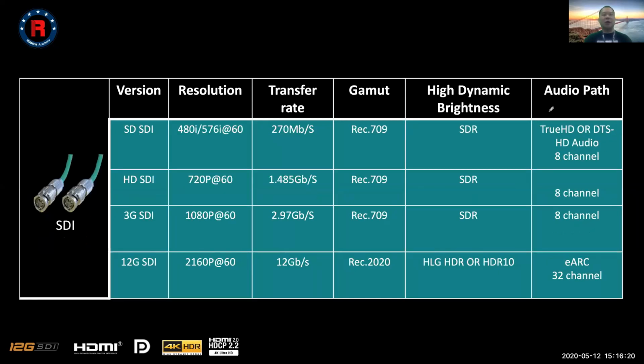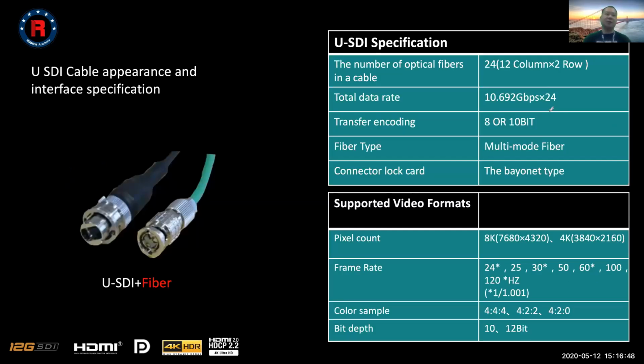This is the SDI version. With SDI, we started from standard SDI. Then we came to Full HD SDI, 3G SDI, and then 12G SDI. There are still a lot of challenges for 12G SDI in the broadcasting market, but 8K SDI is coming. The 8K SDI is with the U SDI. Here is the information for the U SDI.